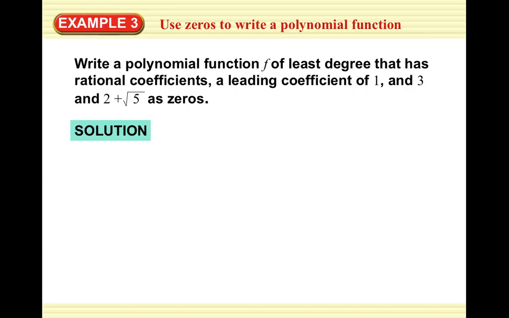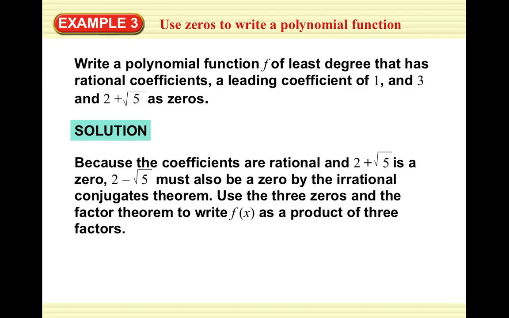All right, so how do we do this? Because the coefficients are rational and 2 plus the square root of 5 is a zero, 2 minus the square root of 5 must also be a zero by the irrational conjugates theorem. Because from the quadratic formula, we would get 2 plus or minus square root of 5. So use the 3 zeros and the factor theorem to write f of x as a product of 3 factors. So the least degree, of course, is going to be the third degree.